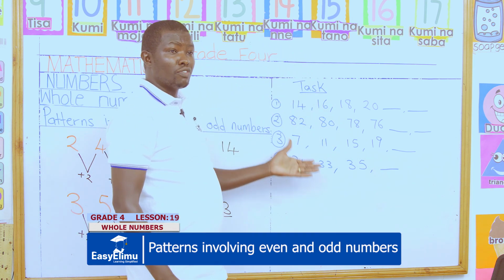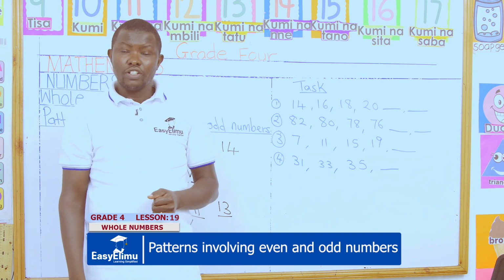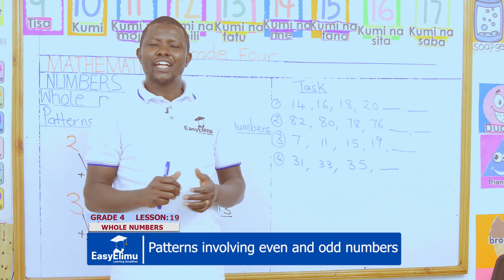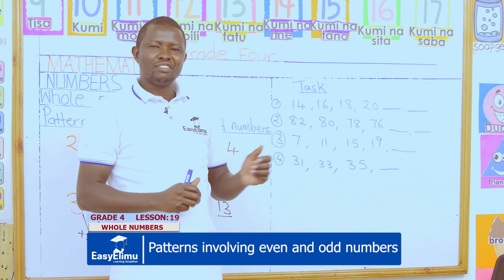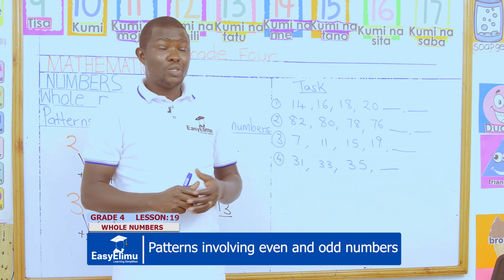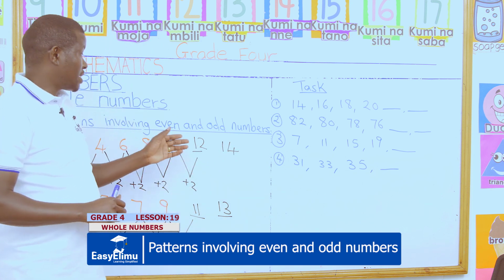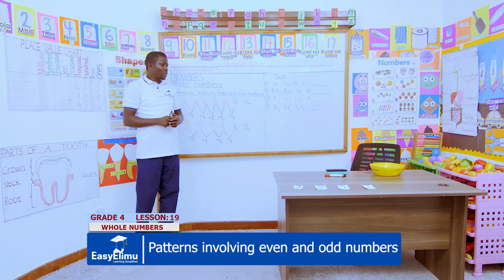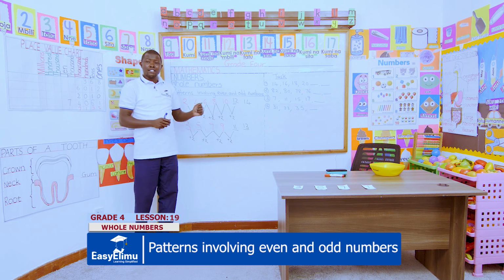Remember, these are patterns involving even numbers and odd numbers. When you go home, do more practice on patterns formed by even and odd numbers. You can continue forming patterns up to 100, even beyond. Identify the difference from one number to the other, and then come up with the pattern followed to get the next number. That is the end of our lesson for today.